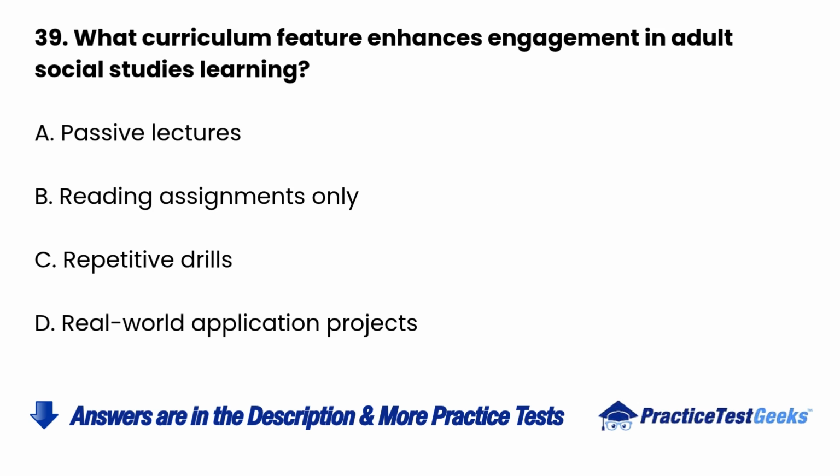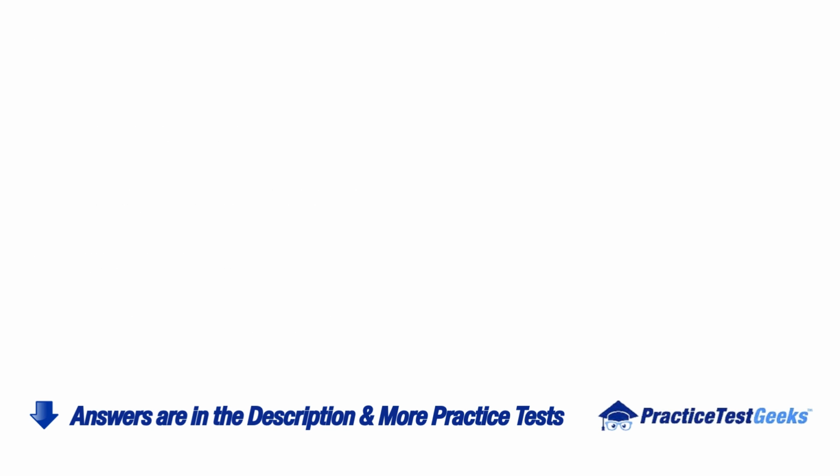39. What curriculum feature enhances engagement in adult social studies learning? A. Passive lectures. B. Reading assignments only. C. Repetitive drills. D. Real-world application projects.